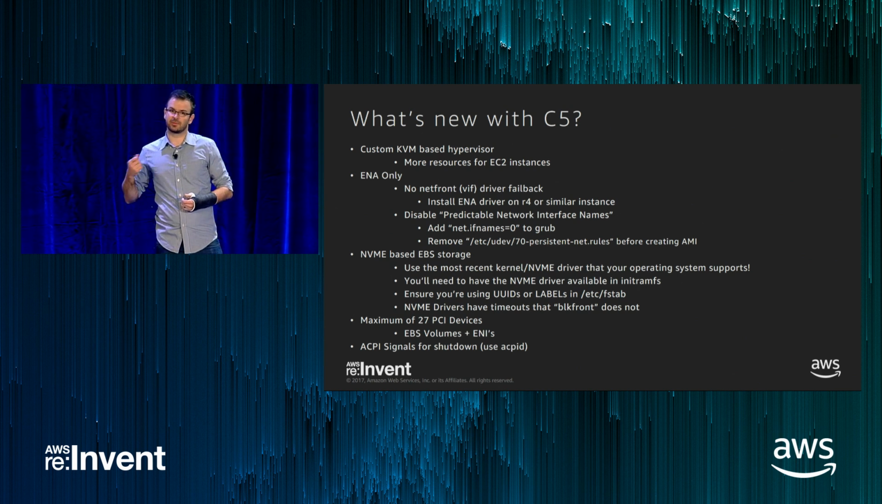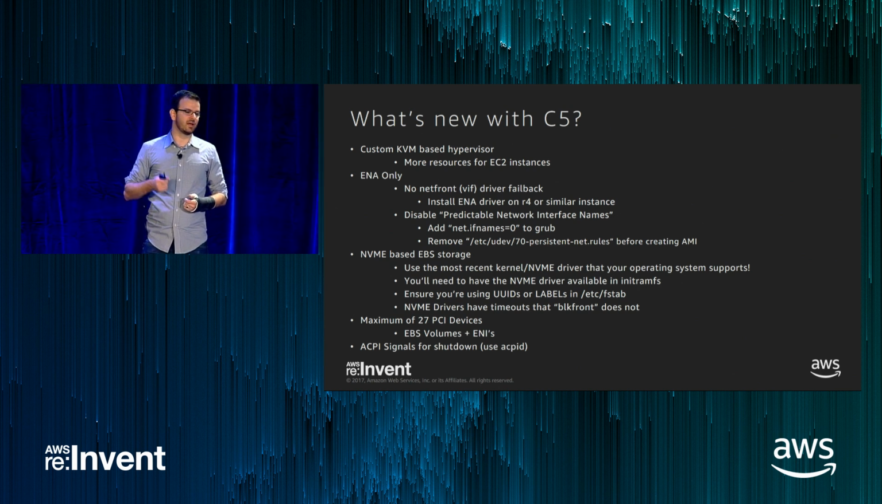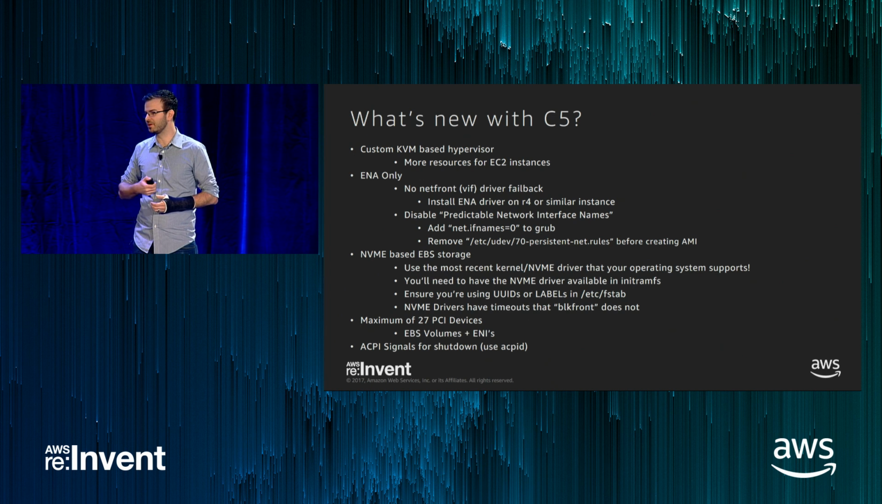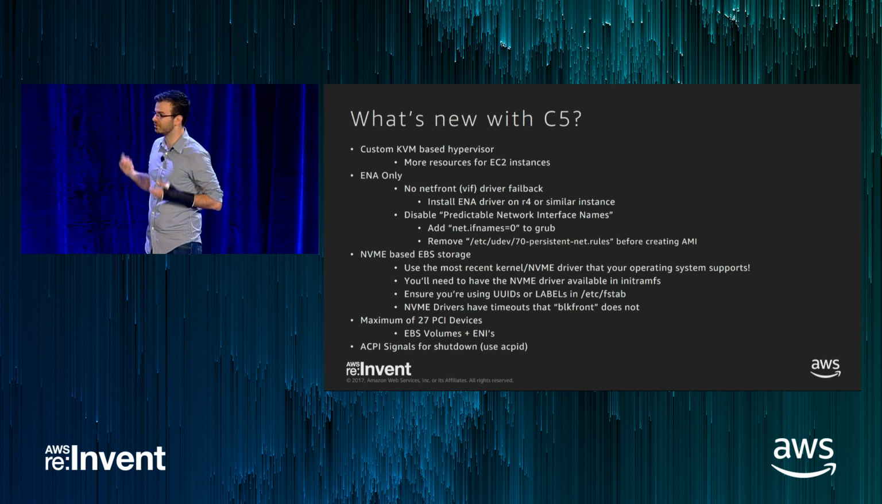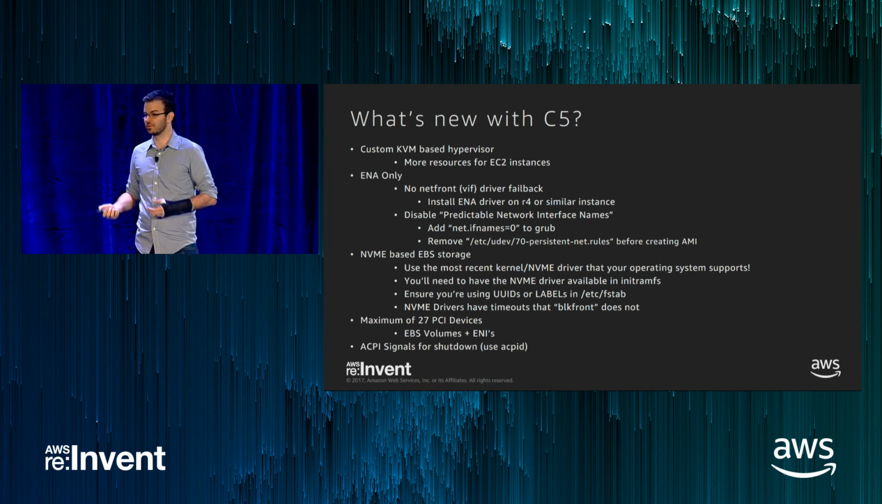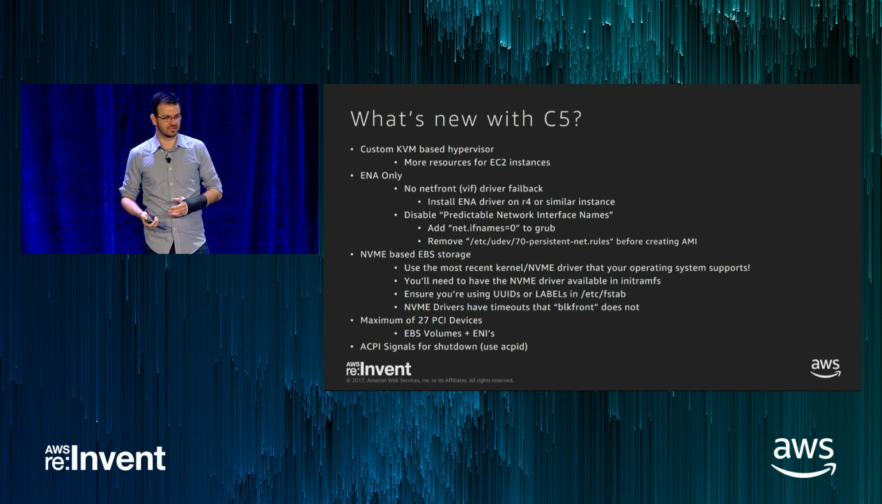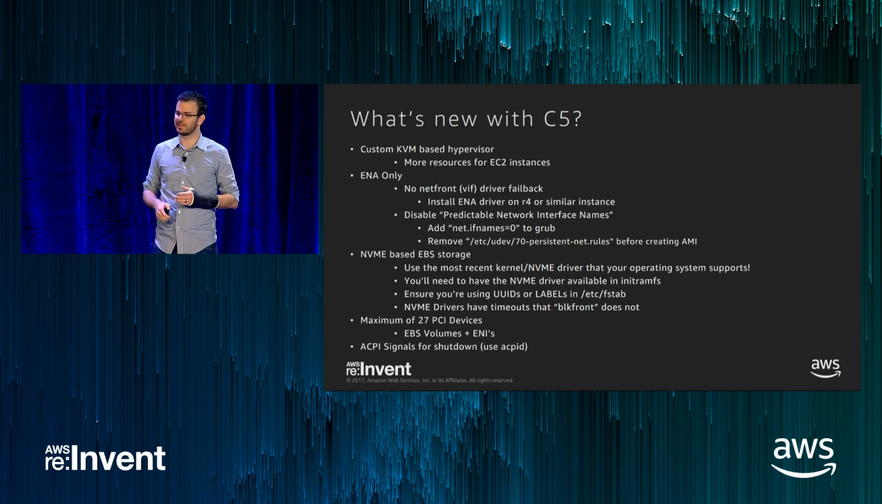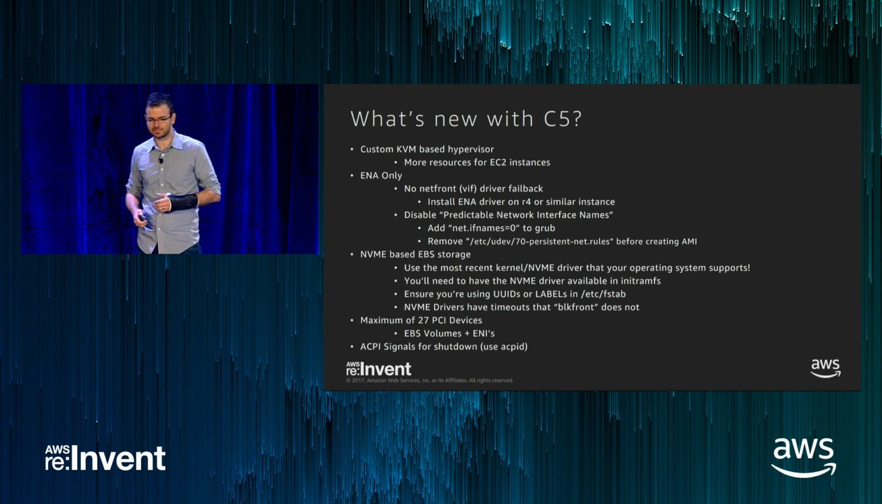So it'll probably show up as ETH1 or something like that. By disabling predictable network interface names, your network interfaces will always show up as ETH0 if you only have one interface. And that'll allow you to actually communicate across the network, because that's what EC2 is expecting your first network interface to be. So there's a few things you have to do, and I have them on this slide, to actually disable predictable network interface names.